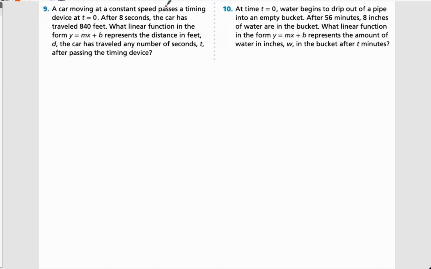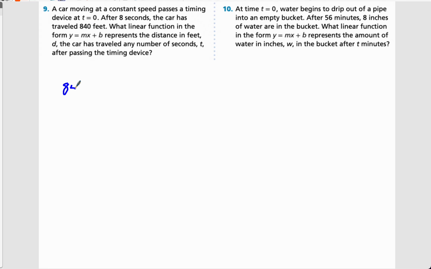A car moving at a constant speed passes a timing device at t equals 0. After 8 seconds, the car has traveled 840 feet. So what linear function in the form y equals mx plus b represents the distance in feet the car has traveled in any number of seconds after passing the timing device? So, what in the world? They're telling us that it is a proportional relationship because it passes through t equals 0 at 0 distance. So I only need one ordered pair.